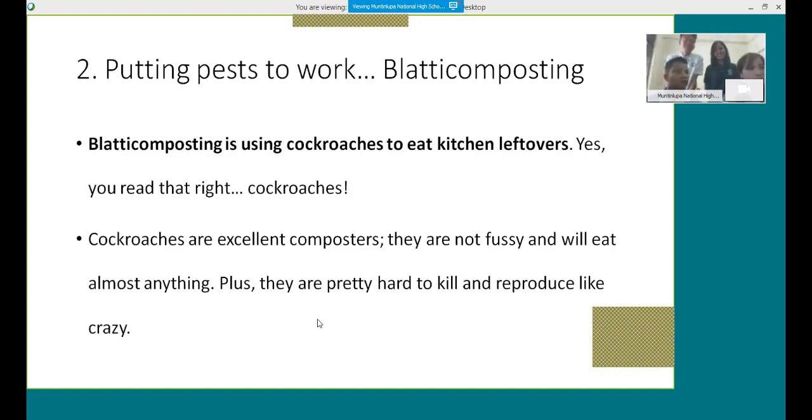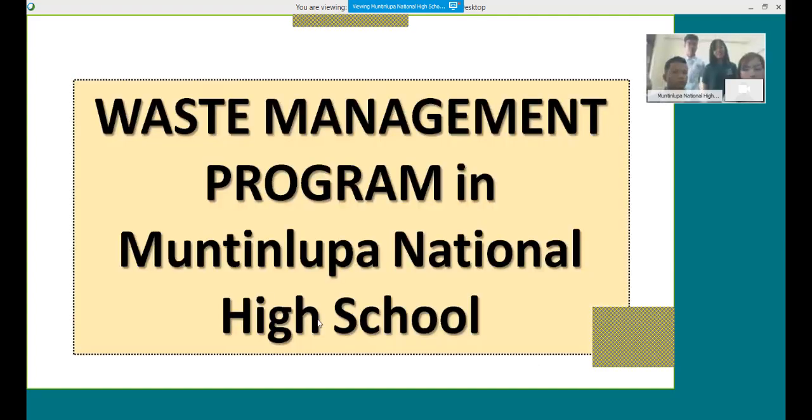We have blatty composting. Now, let us share with you the waste management program at Muntinlupa National High School. Of course, we do practice solid waste management.